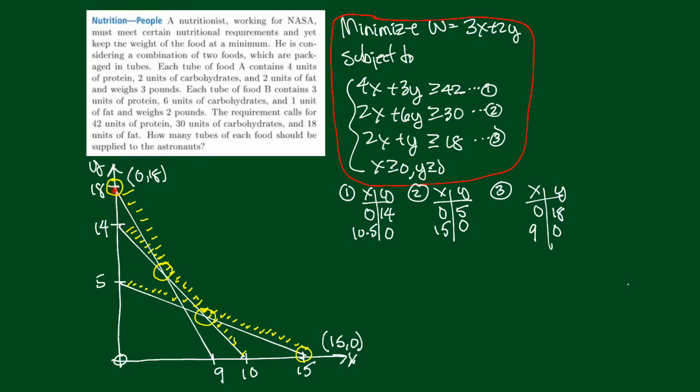But what was this line here? That was the 18 and the 9. I should have kept track of these. The 18 and the 9, that was line 3. Okay, so I'm going to write that here. This right here is line 3. What about this line? This connects 14 and 10.5. That's this one. That's line 1. All right, so this one here is line 1.